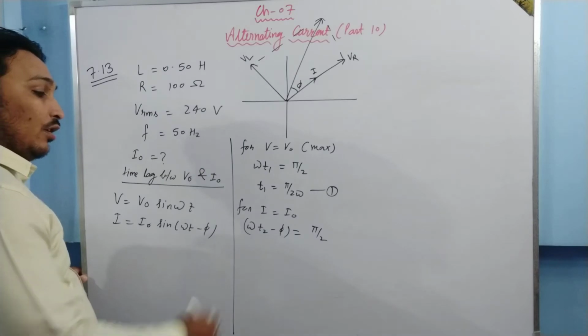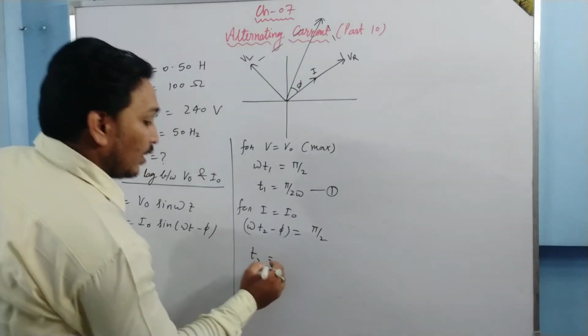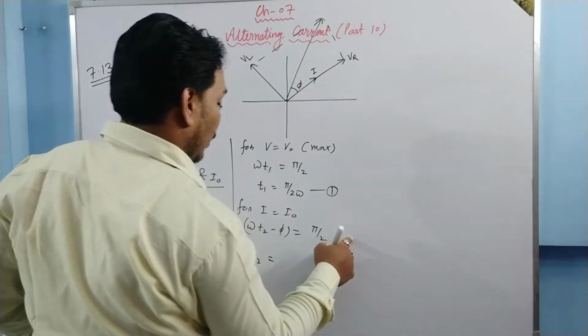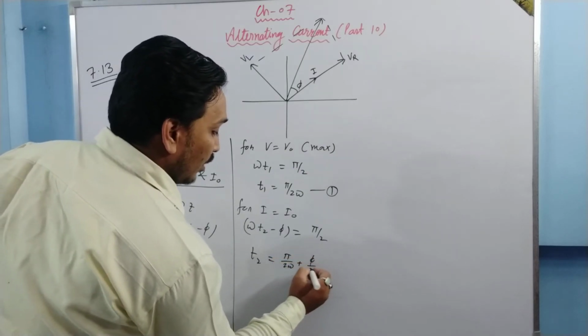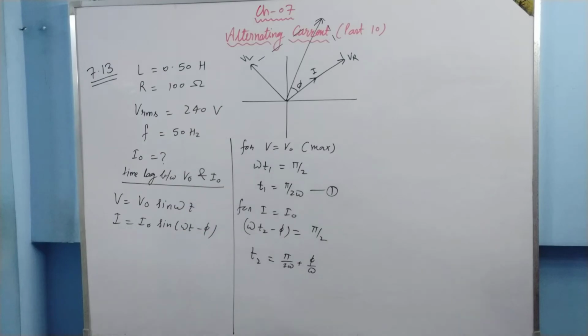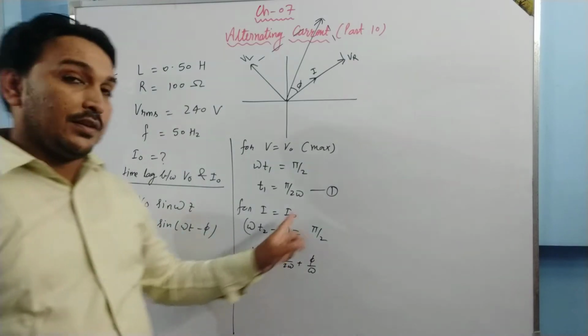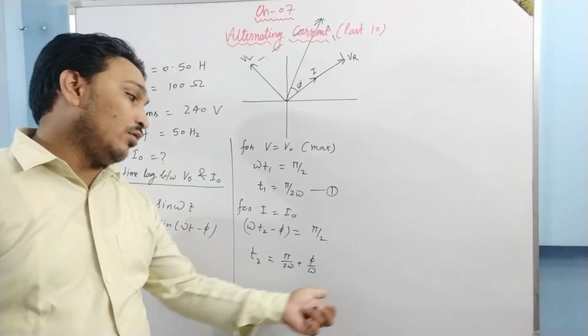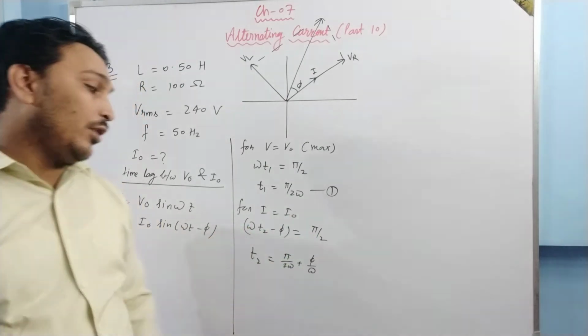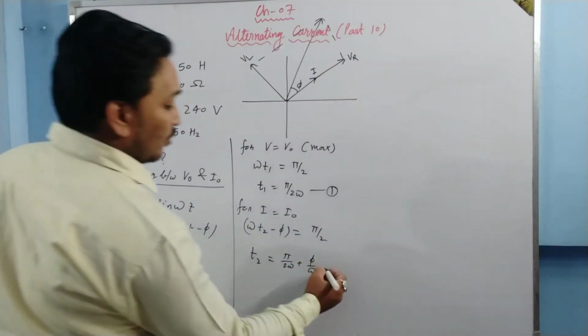From here, if you calculate the value of t2, then it comes out to be phi is going to be there, that will be added. So we are going to have pi by 2 omega plus phi by omega. Have you got that? Minus phi is transferred over that side, it will become plus, and then omega is transferred to that side, pi by 2 omega plus phi by omega. Now let this be equation number 2.